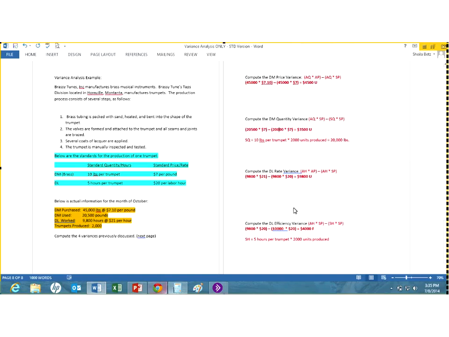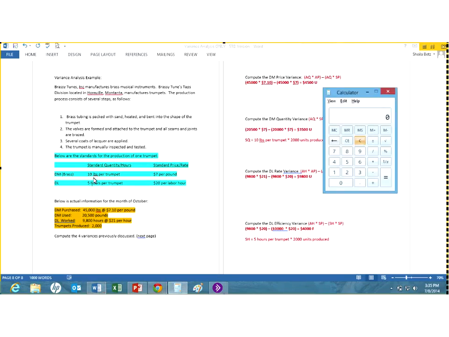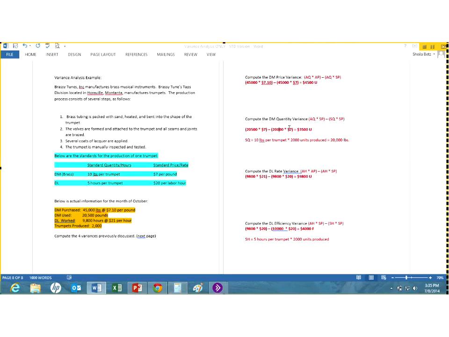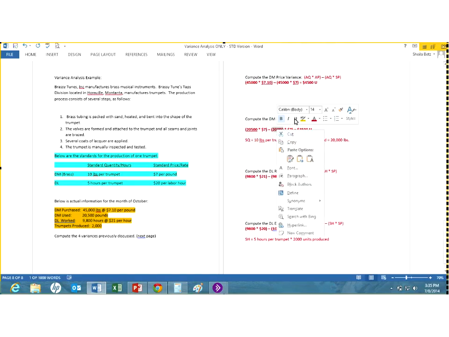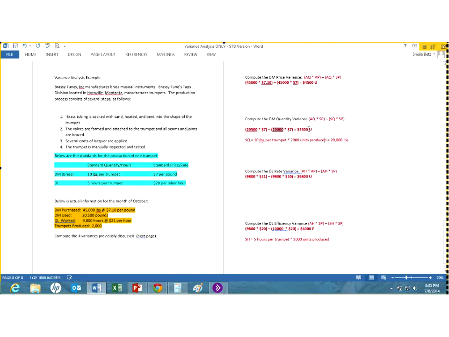So how did I get that 20,000? Well, it tells us here that they expect to use 10 pounds for every trumpet that they make. So if they expect to use 10 pounds for every trumpet that they made, and they ended up making 2,000 trumpets, we should have only used 20,000 pounds. And we would times that by the $7. So here we're comparing the pounds that we used versus what we had expected to use. And if we do the math, it comes out to $3,500, and that's unfavorable because we used more than what we had expected.